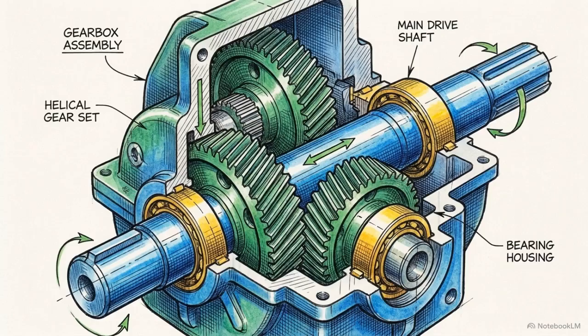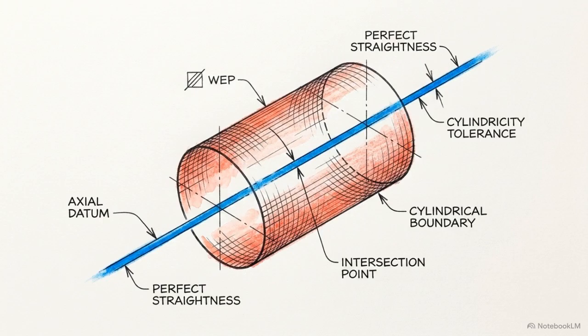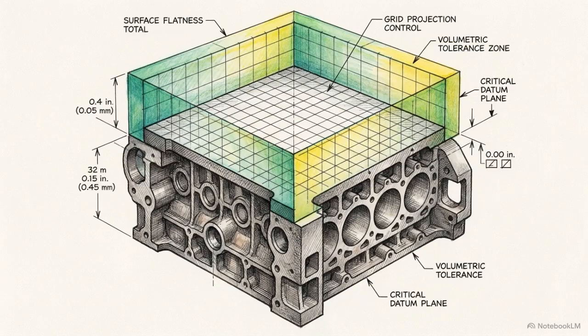Straightness takes strict size dimensions and ensures they actually function in motion, but straightness only applies to single lines and cylinders. To control massive, wide surfaces, we have to scale this logic into 3 dimensions.